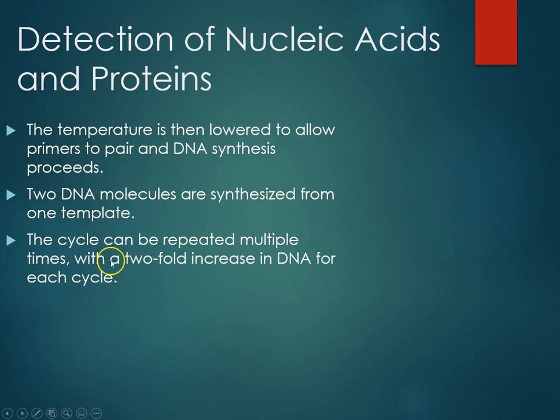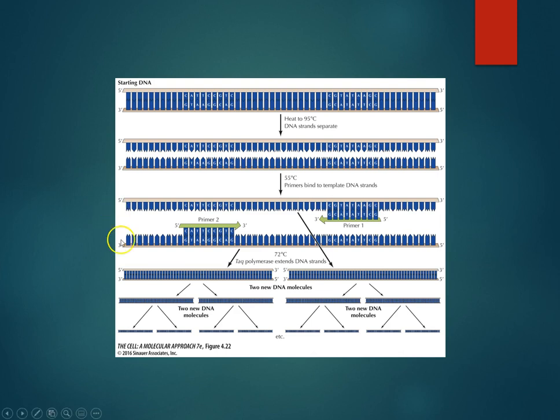I'm going to show you a picture. And then basically you repeat that cycle multiple times. Each cycle you will have a twofold increase in your DNA, and so this can amplify the DNA rather quickly.